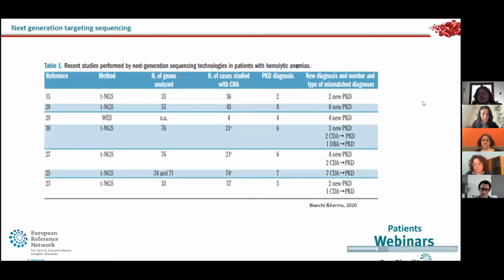Look at this, this is just an example. These are different works, and these are the number of genes studied at the same time in the patient. And look here, for example, this patient had an initial diagnosis of CDA, but then was recognized as having another disorder, a defect of metabolism. Of course, the opposite condition also happens. So this new technique will really improve the diagnosis.